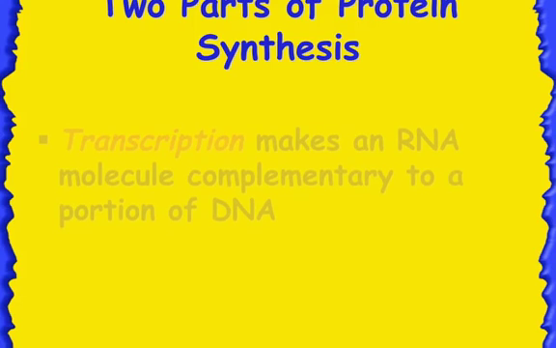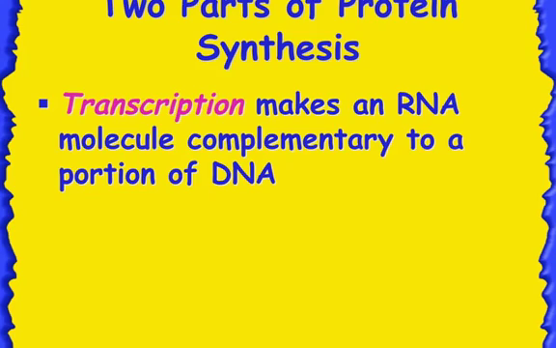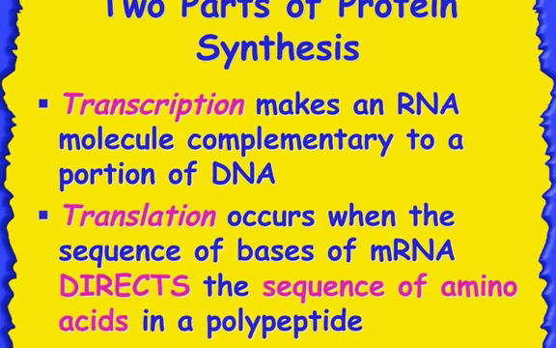There are two parts of protein synthesis: transcription, which we talked about in the previous podcast, that makes an RNA molecule complementary to a portion of DNA. In translation, this occurs when the sequence of bases of messenger RNA directs the sequence of amino acids in a polypeptide. So translation is making sense of what we transcribed or made a copy of from the DNA in the nucleus.